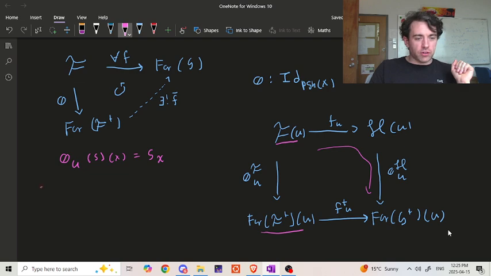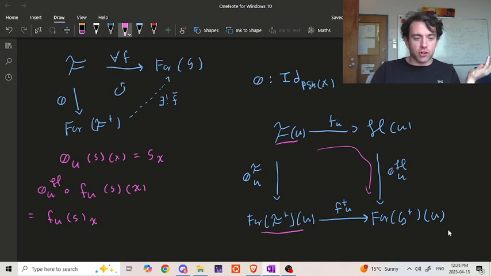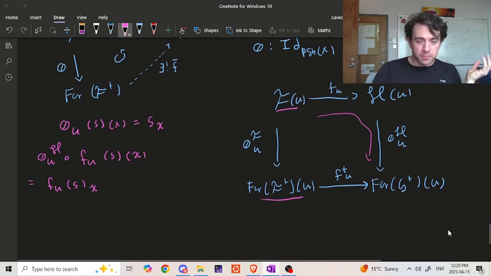So what is that? I have theta_U composed with f_U applied to the section S. By definition, this is the germ of f_U S. Sorry, this is a function, so I'm going to plug in my test point x. By definition, this is going to be the germ of f_U S at x. But again, using all of our compatibilities, this is the same thing as f_x applied to the germ of S at x.